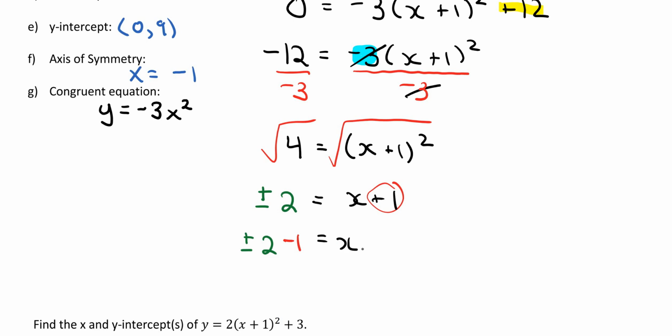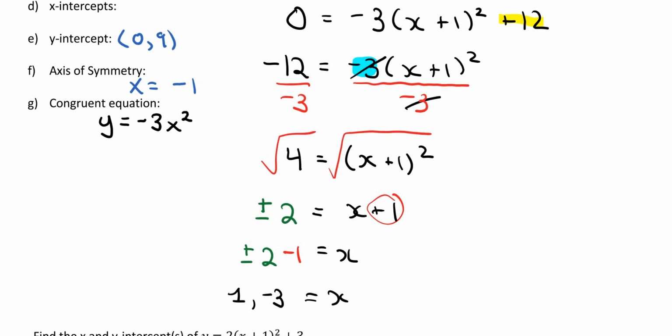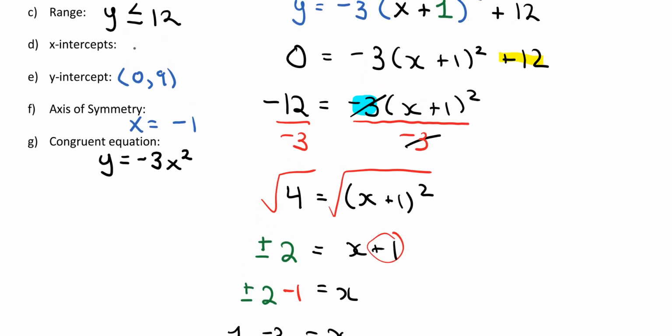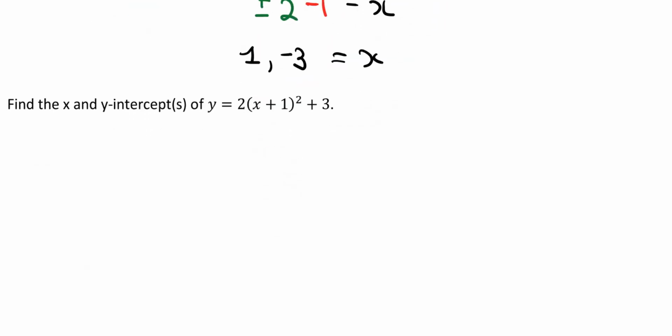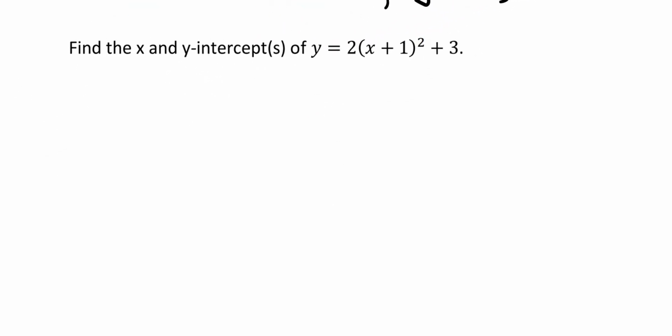So 2 minus 1 is going to be 1, and -2 minus 1 is going to be -3. So those are our x-intercept values, 1 and -3. If you want to write your x-intercepts as points, (1, 0) and (-3, 0), those are your 2 x-intercepts. So that's a very good question to get started here, and let's go on to the next question.